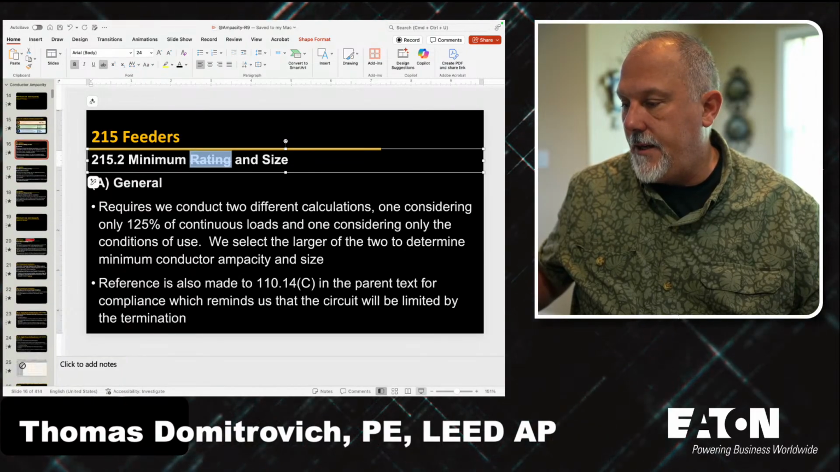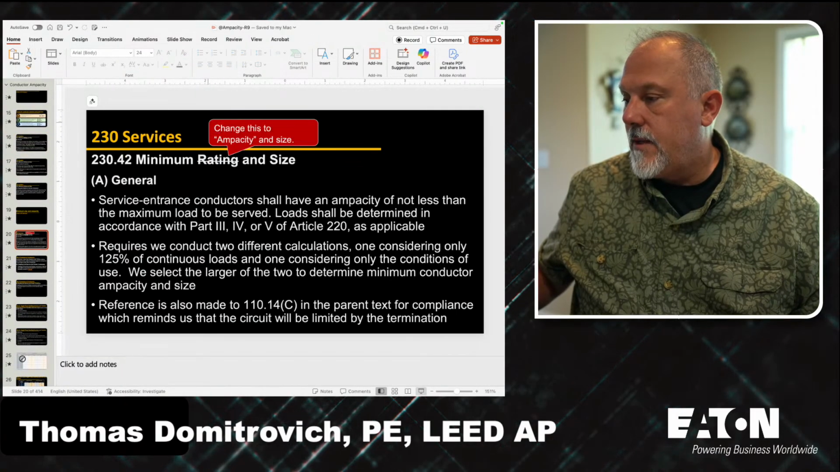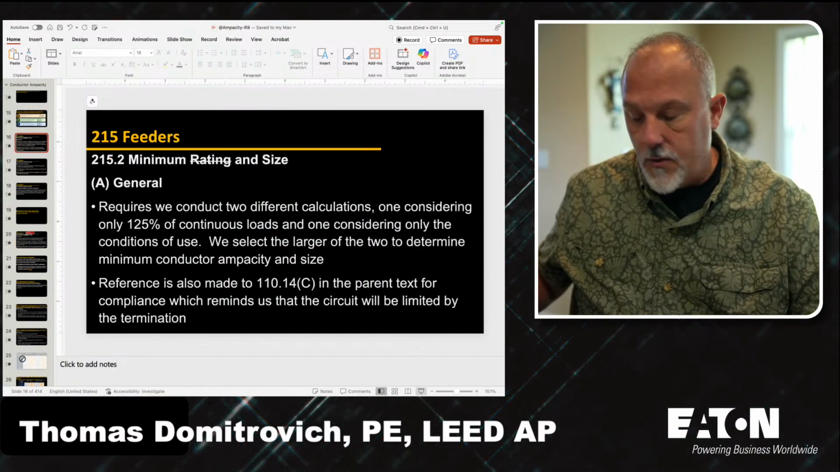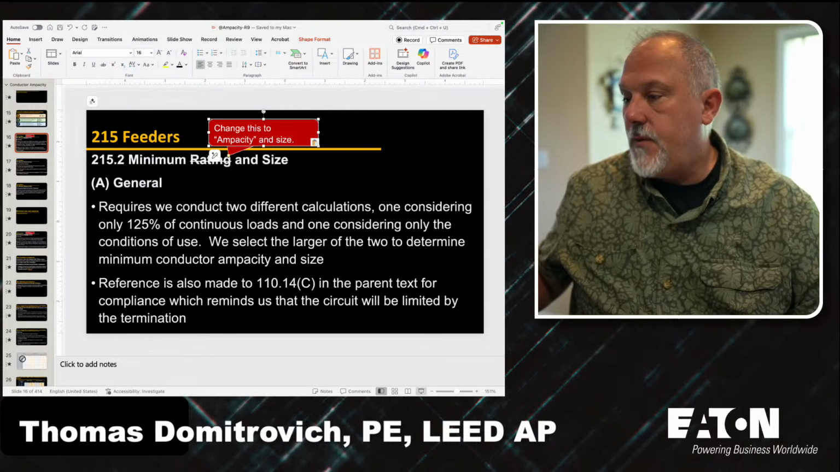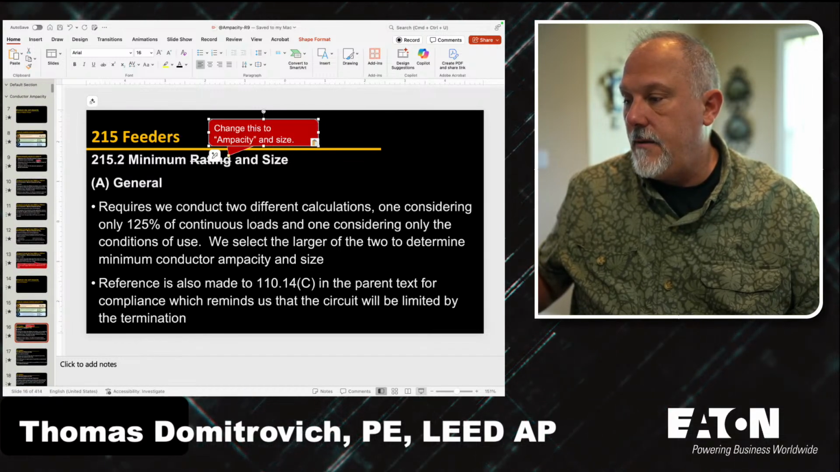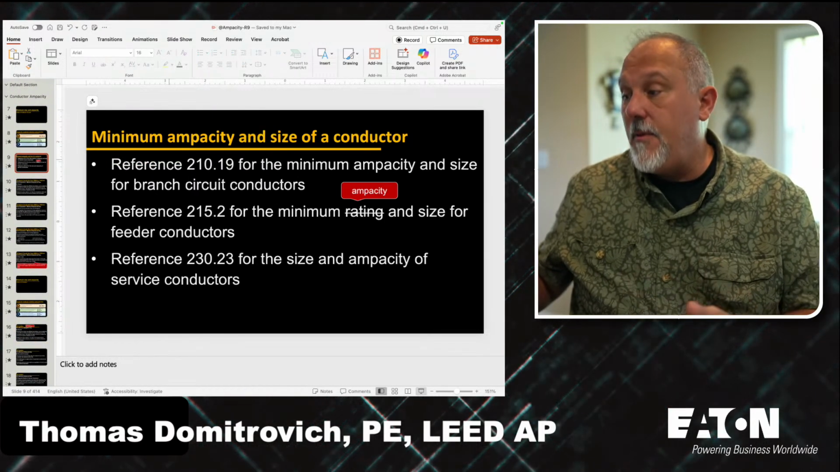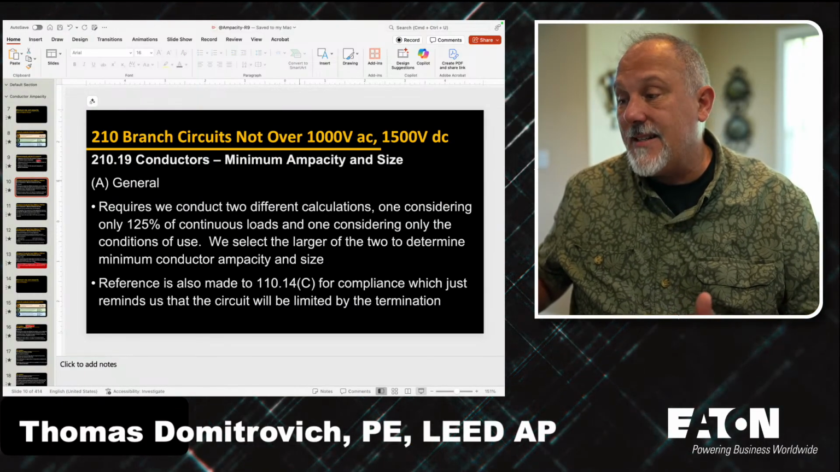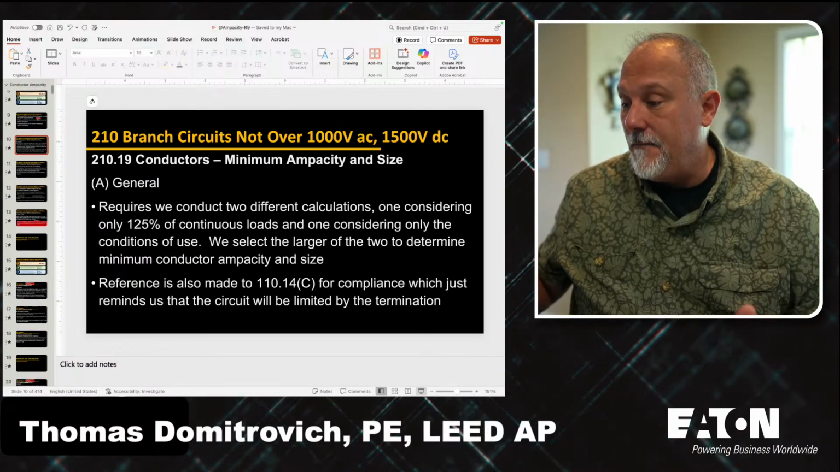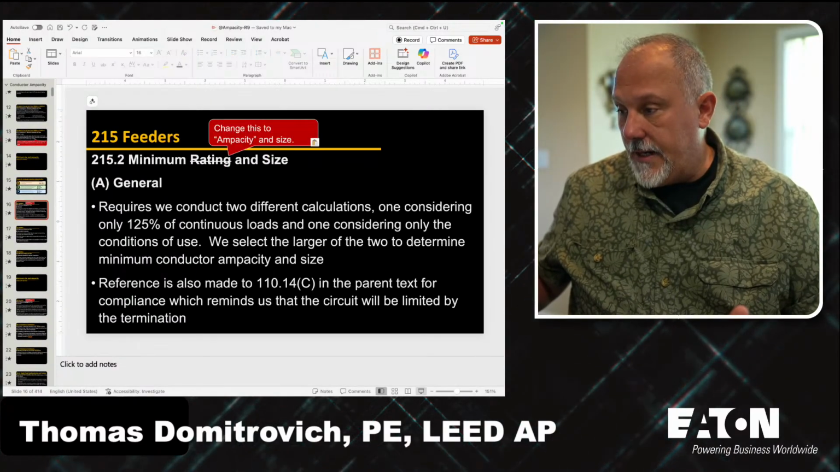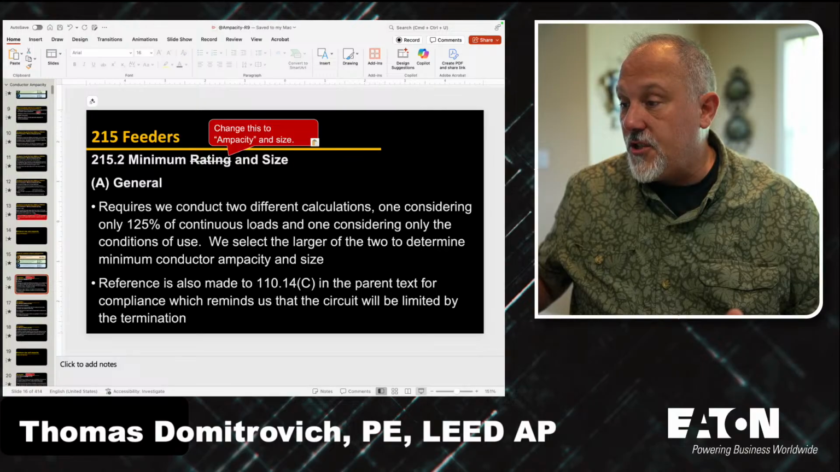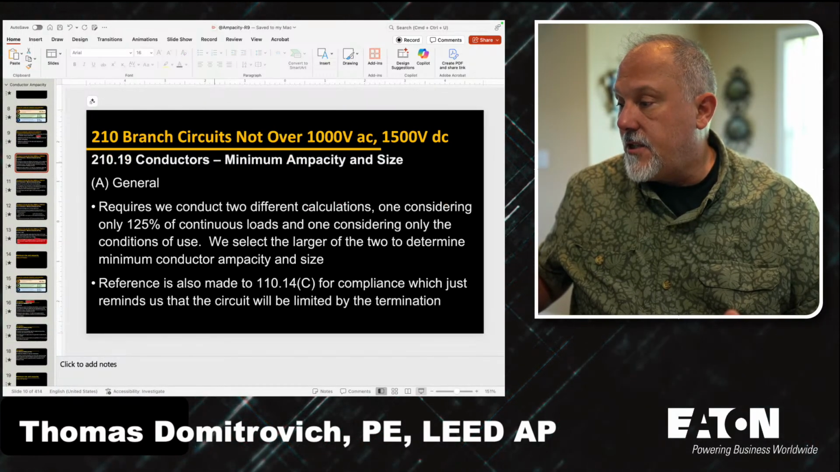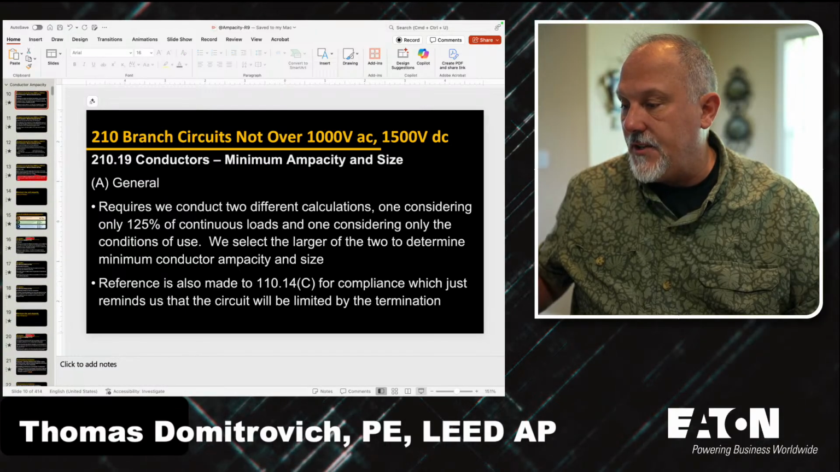And let me come back down here. These are all public inputs for the next edition of the code. Change to ampacity, and let's go to 210. 210 is minimum ampacity and size of conductor. Conductors, minimum ampacity and size. So we did it right in 210. We didn't do it right in 215, and what we should do is make them align. Conductors dash minimum ampacity and size.